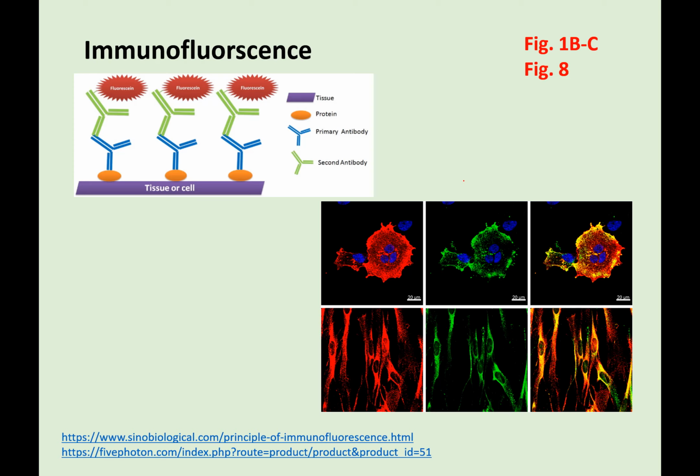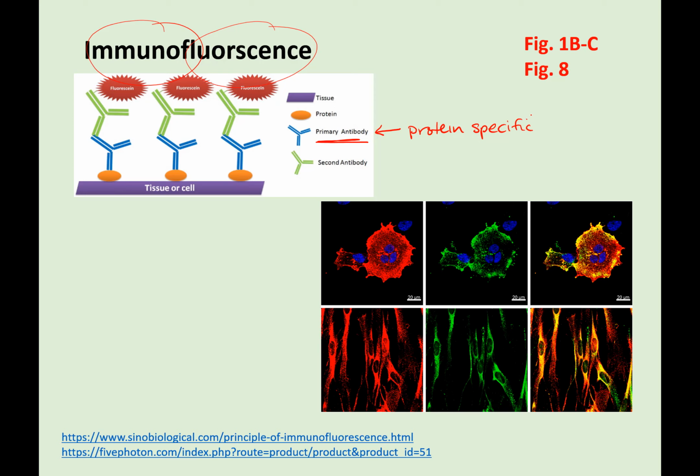Okay, in figure 1 and in figure 8, they use something called immunofluorescence. Anytime you see the word immuno, it means antibodies. Fluorescence means you're going to get some kind of bright light that you can detect. And so what's happening is you have a primary antibody that is protein specific.